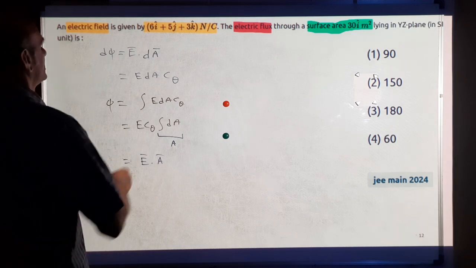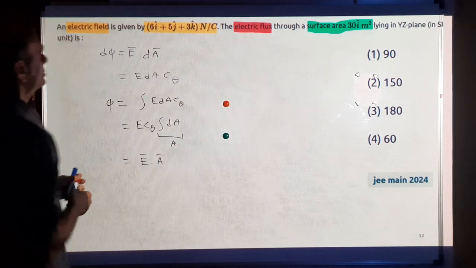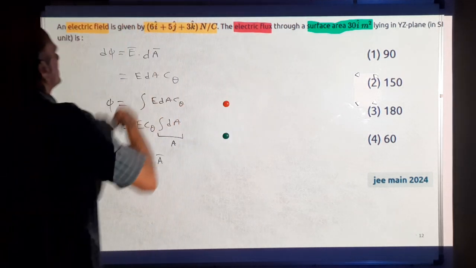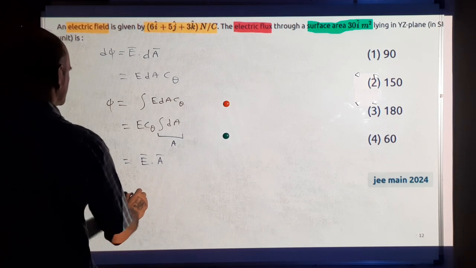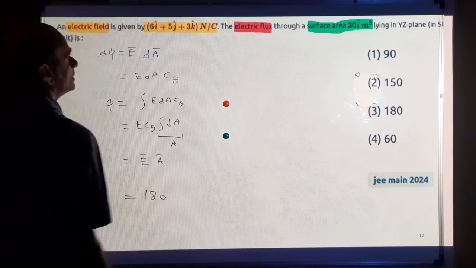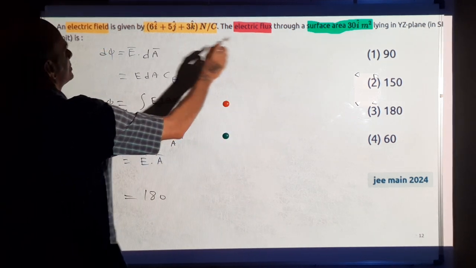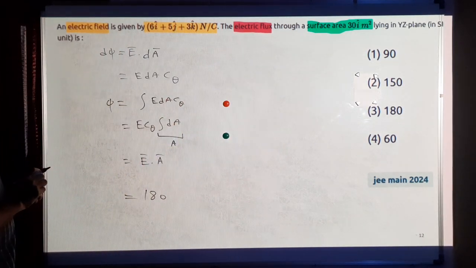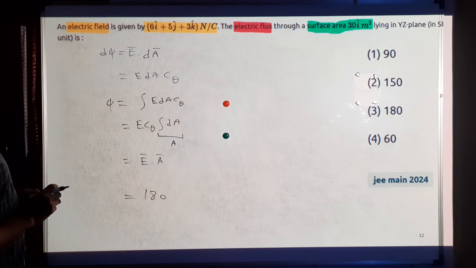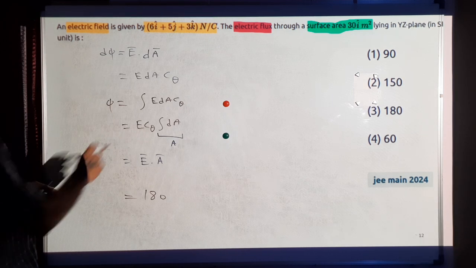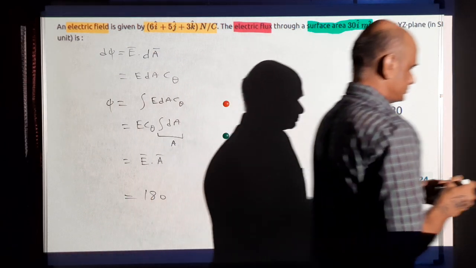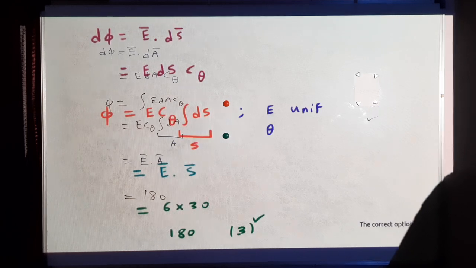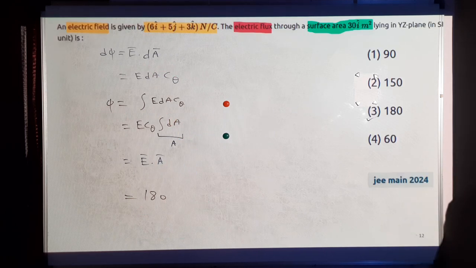So here in this case, the flux is just the dot product of these two. So I cap dot I cap will give me 6 into 30 is 180, and then I cap dot J cap is 0, I cap dot K cap is 0 because the dot product of two perpendicular vectors is 0. So this is in SI units, because this is SI units, that's also SI units. Three is the correct option.